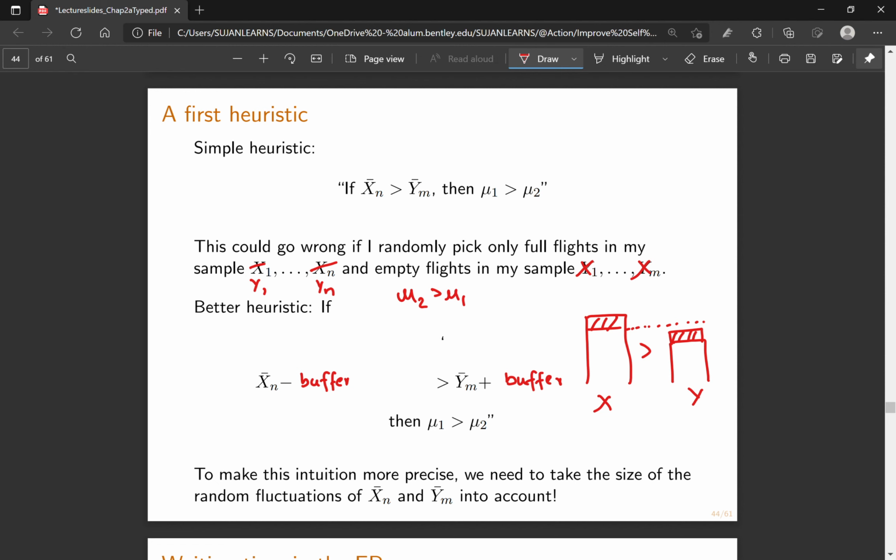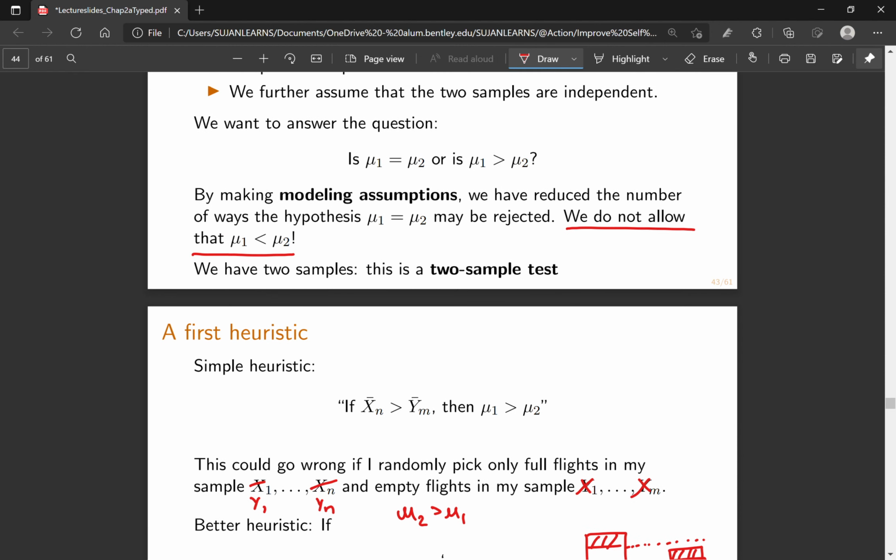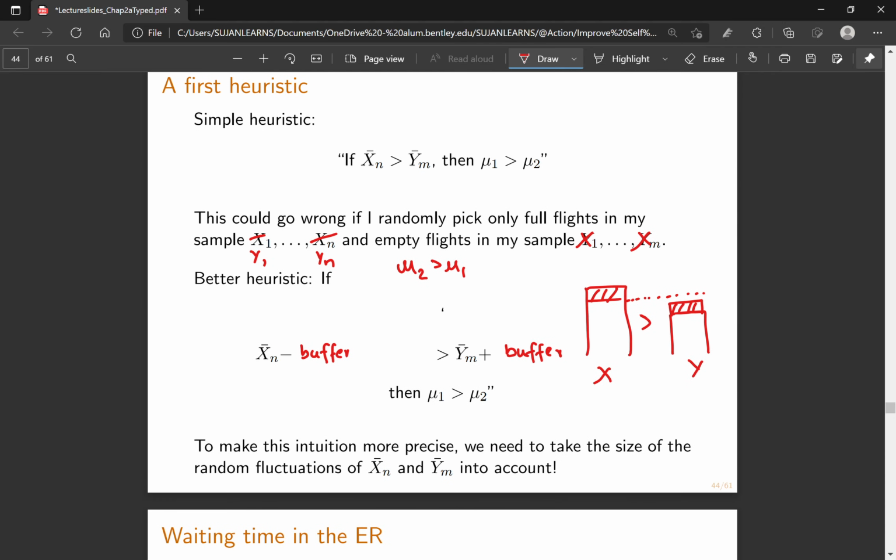We discussed the two sample test and how it is more prevalent than the single sample test. And for our assumption in hypothesis testing, we took a simple heuristic and saw that it may not be sufficient. We may need a better heuristic with some buffer on it. So that is for today.